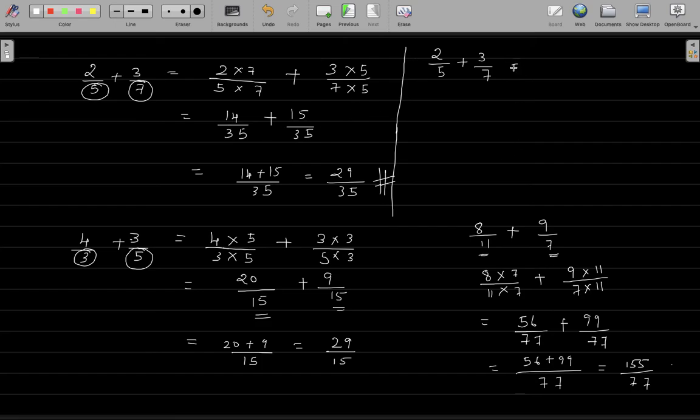The same method, what we do here is we are just multiplying 5 and 7. What is 5 times 7? This is 35. Now you multiply the numerator of the first by the denominator of the second, which is 14, plus the numerator of the second with the denominator of the first, which is 15. That will give you 29 on 35 directly. This may sound a little confusing initially, but as you solve more problems, it becomes much easier.